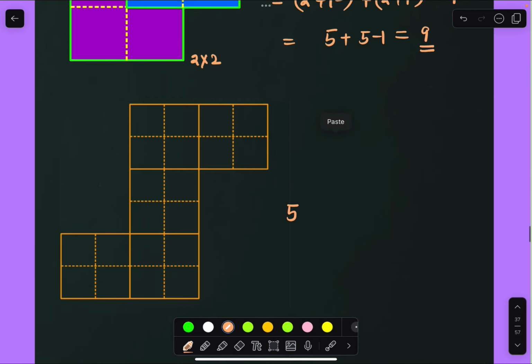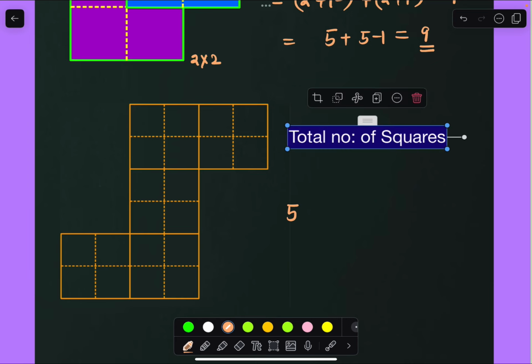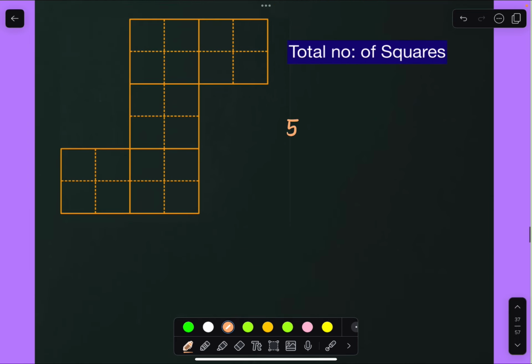So 5 square grids are there. One is attaching with the previous partner, like that. Now like that, in each 2 by 2 square grid case, the total number of squares we can get is 2 square plus 1 square.